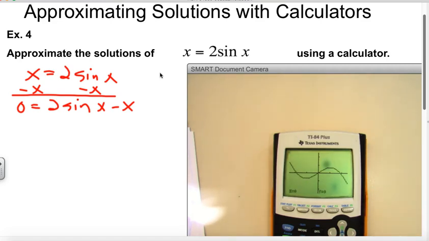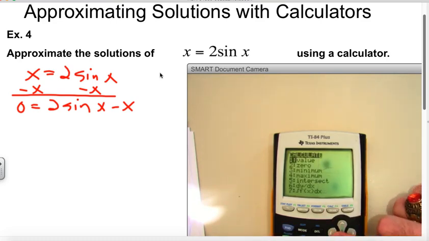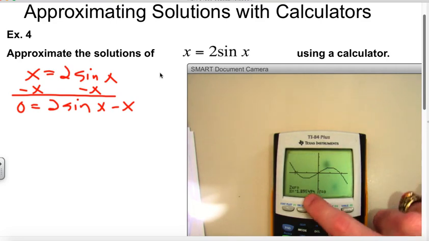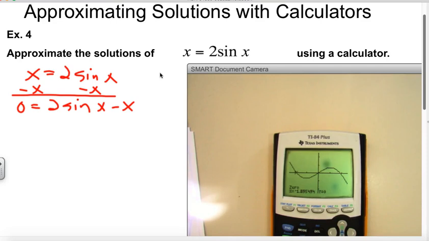So here's how you can find those answers. You use the root feature. So it's second calculate and 0. And then it says left bound, right bound. So we're going to move the cursor to the left of the x-intercept. And it says right bound, move it to the right and hit enter. And hit enter one more time. So we can approximate to the decimal negative 1.89 or negative 1.9. So one of my answers is negative 1.9.